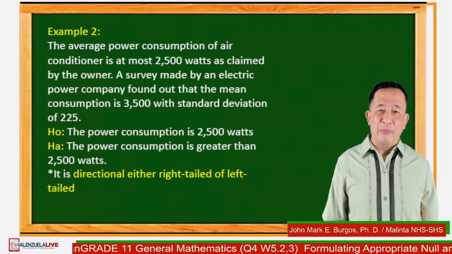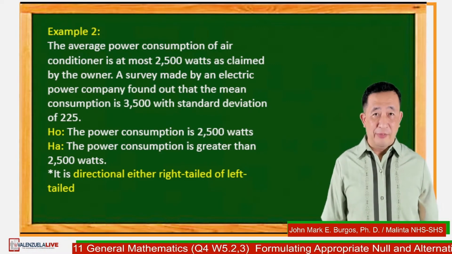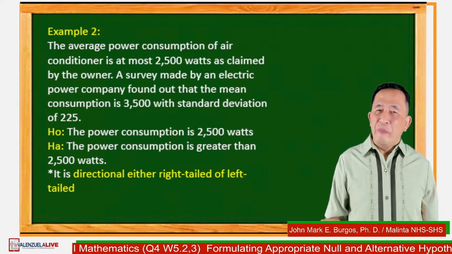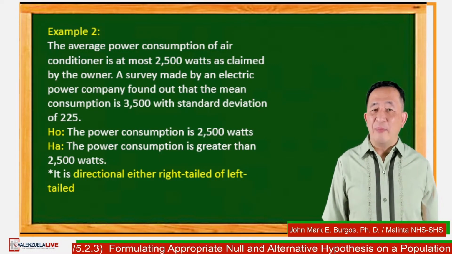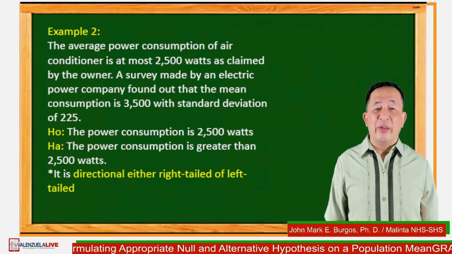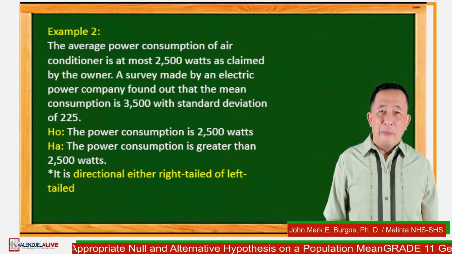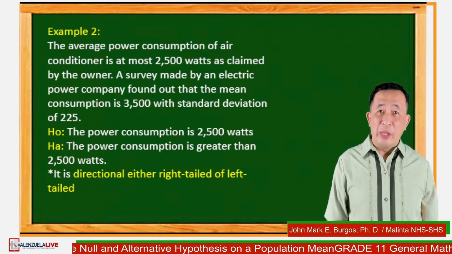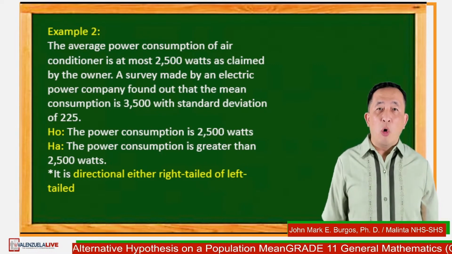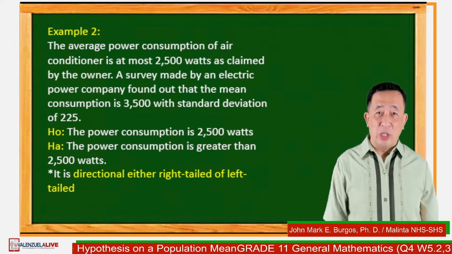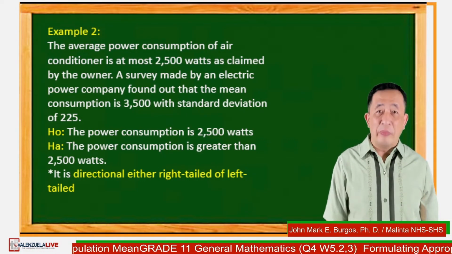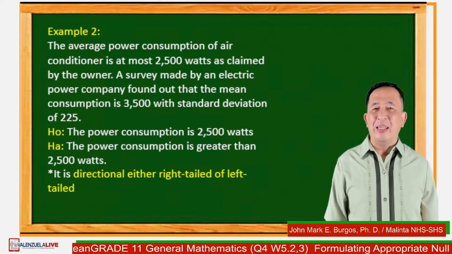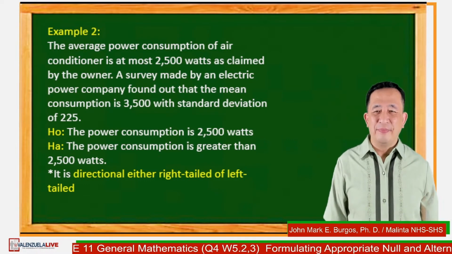To make a conclusion, it is directional. It may either be right-tailed or left-tailed. But to be specific, since it is greater than 2,500, we can claim that it is right-tailed. Because in the right tail of the normal distribution, we are always using that for the positive value. And since greater is on the side of the positive value, therefore it is right-tailed.